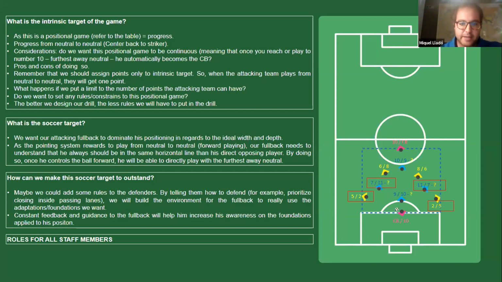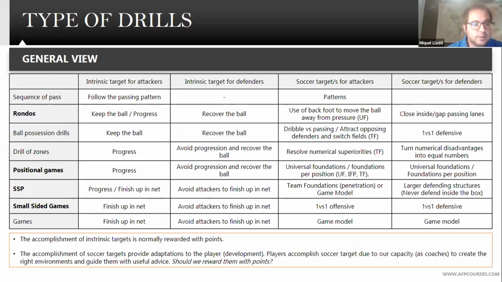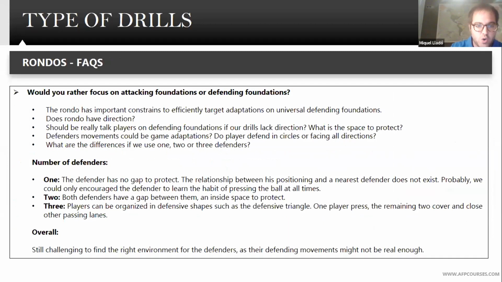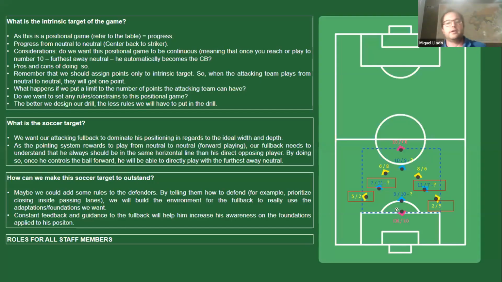Positional game. If we refer back to what I told you, what should be the intrinsic target of this game? Obviously, as we were talking about positional games, progress. If we go back to the famous table, we look at positional games, intrinsic game for attackers, progress. In a positional game, you'll always have to progress. You'll always have to move forward. From where to where? Well, in that case, in the picture, from center back in purple to number 10 in purple. When number 10 receives the ball, then he becomes the center back. And the farthest away is no longer the center back, but the striker.